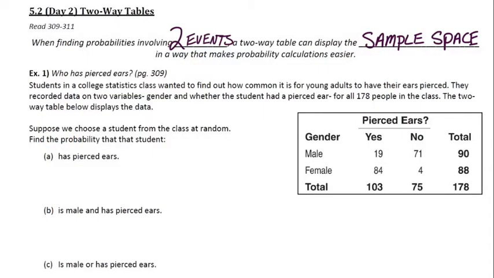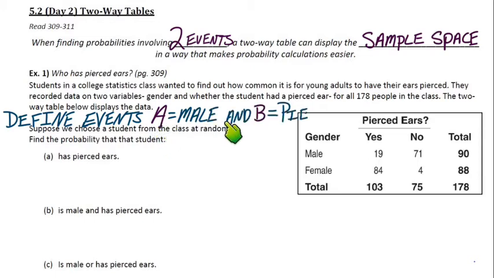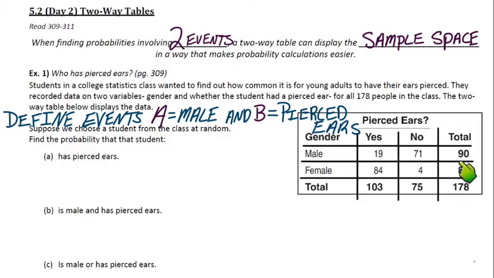So just to shorten things up here, let's define our events. Let's use A and B. Let's say event A can be the case that the student is a male, and event B can be the case where the student has pierced ears. So for the first part here, we're actually just finding the probability of B, the probability of a student having pierced ears. Another thing that might help us with our two-way table is to mark this off into rows and columns.